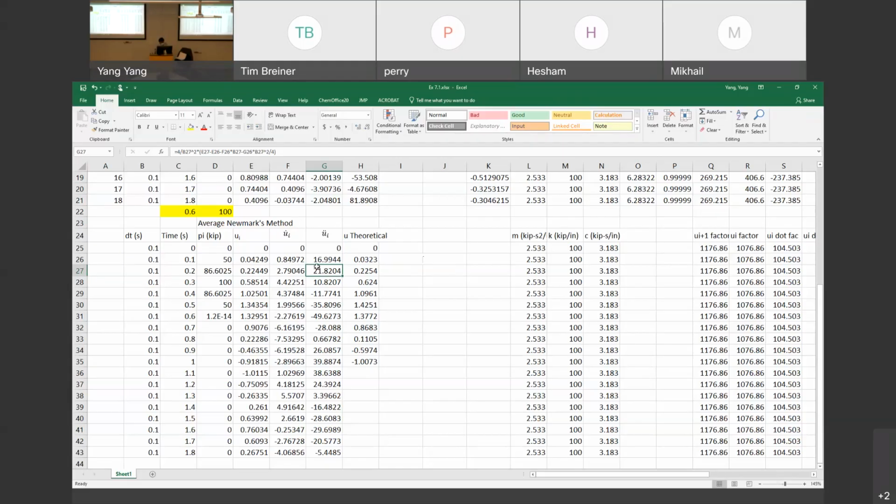We do the same procedure, and we can just copy all the equations here, right? So that we calculate all the numbers here. I would say that the numerical method is more straightforward than the central difference method, as we have said here. So now let's compare the results here.